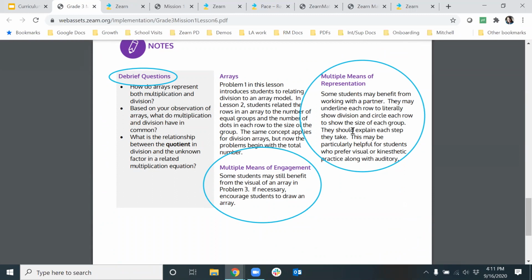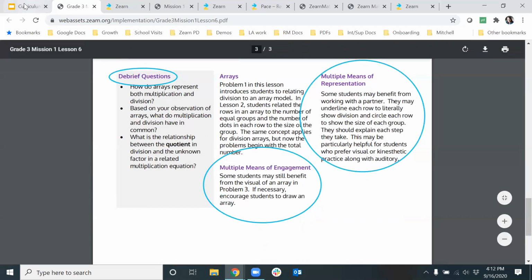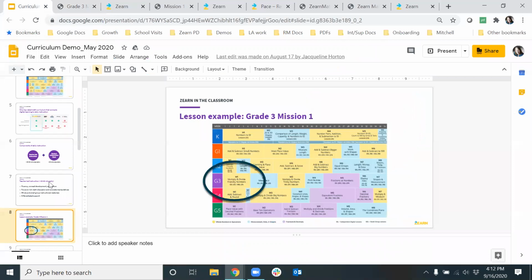We're going to pause there on having looked through the teacher-led materials for this specific lesson, Grade 3, Mission 1, Lesson 6. And now we're going to shift gears and look at what's happening during that daily student independent work and how they're connected.